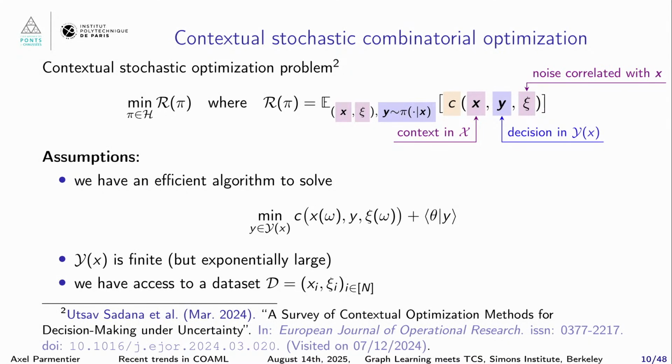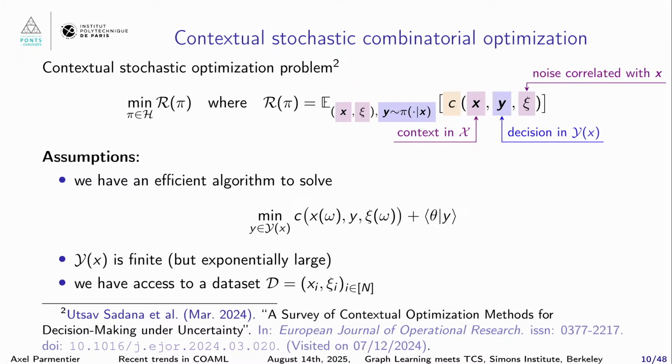And one assumption that we often have in that case is that the difficulty, the combinatorial difficulty, comes from the fact that the problem is stochastic. If you know the scenario, then you have a reasonably good algorithm to solve it. So this gives the first kind of application: contextual stochastic optimization to manage uncertainty.